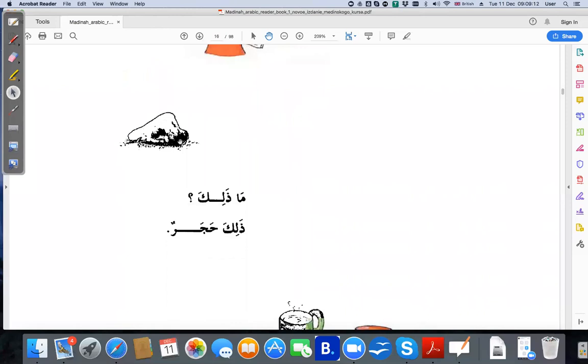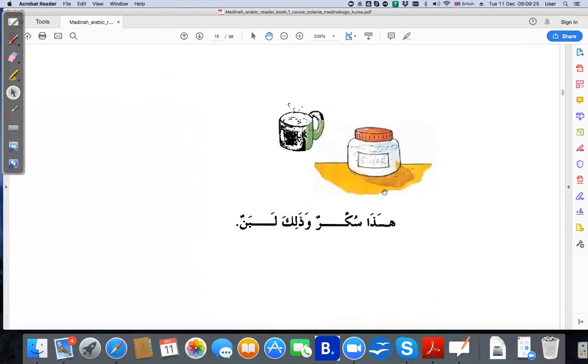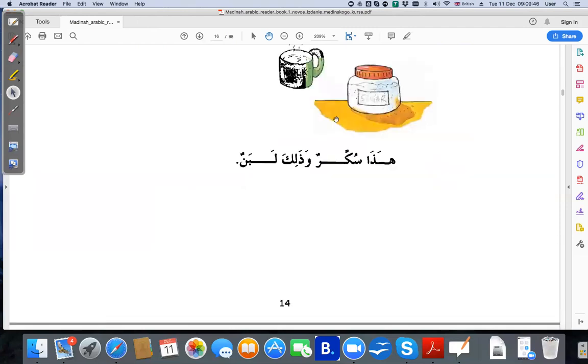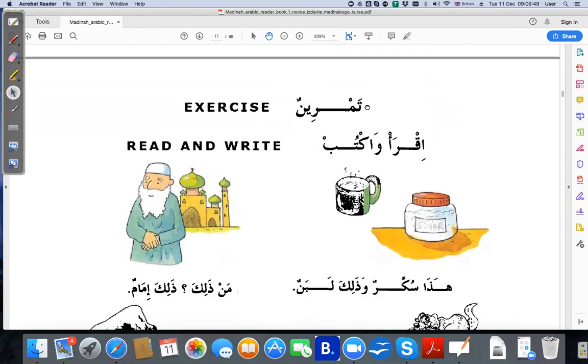ما ذلك. There is a stone on the road over there. We ask, what is that? ما ذلك. ذلك حجر. That is a rock. Okay. هذا سكر. Sugar is close to us. هذا سكر، وذلك لبن. And that is milk. We use another word for milk as well. We say حليب. We can say حليب or لبن. That's the same.